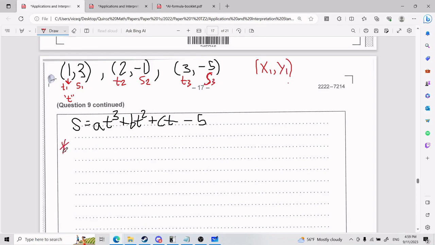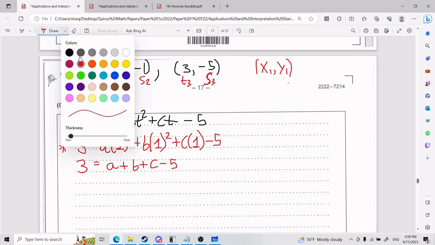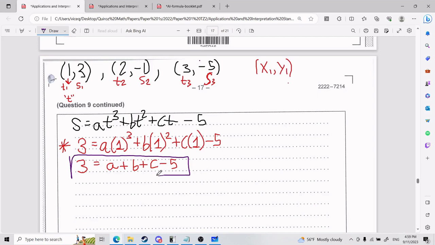So for the first one, for t1, s1, I'm going to have 3 for s. A is not going to change, and t is going to be 1. So I'm going to have 1 cubed plus b times 1 squared plus c times 1 minus 5. So that means my first equation is 3 equals a plus b plus c minus 5. That is my first equation, and all the equations we're going to put in this purple.